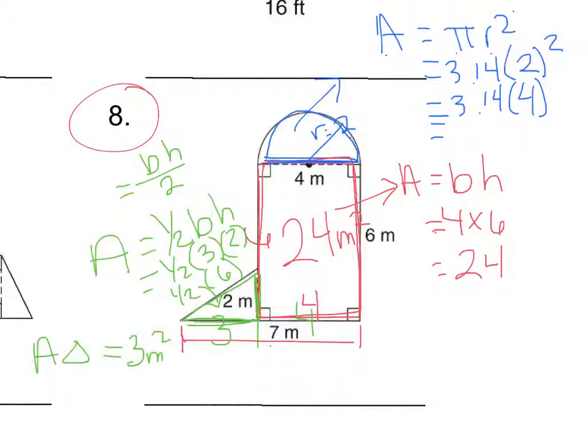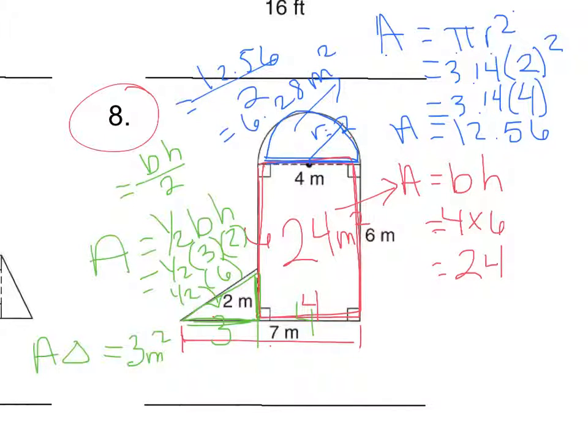I found that 3.14 times 4 is 12.56. So the area of the entire circle would be 12.56. But since it's just a semicircle, I'm going to take half of that. So I'm going to take my 12.56 divided by 2, and that gives us 6.28, so 6 and 28 hundredths meters squared.